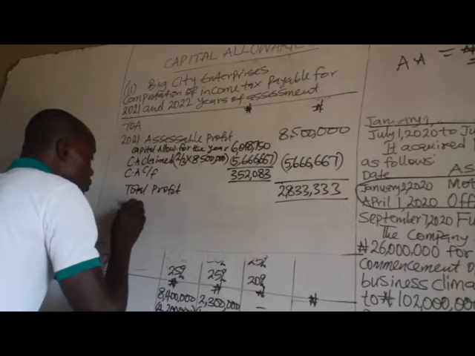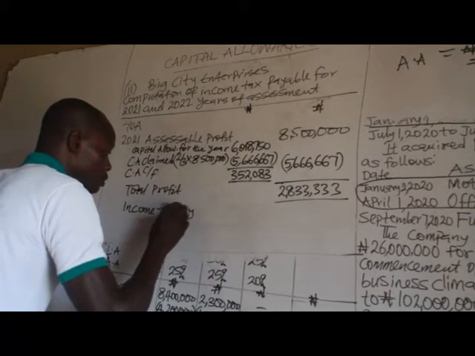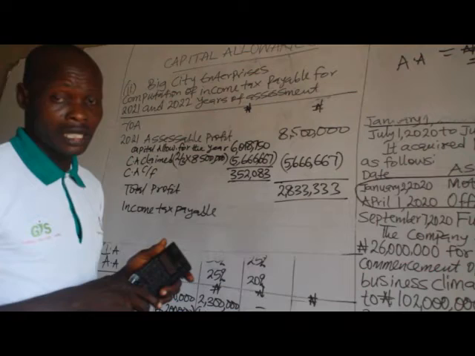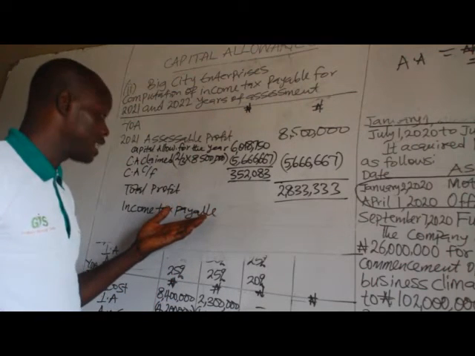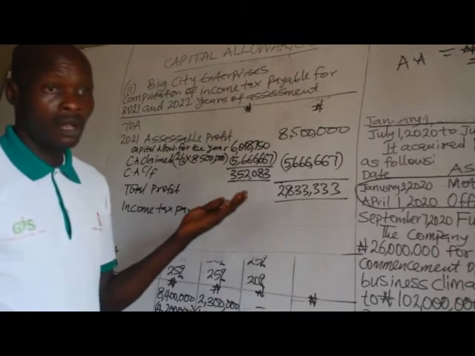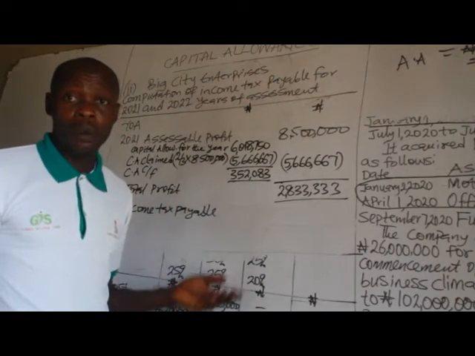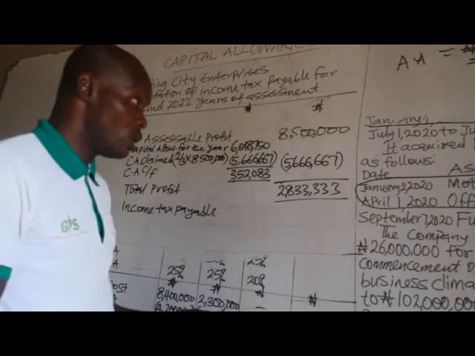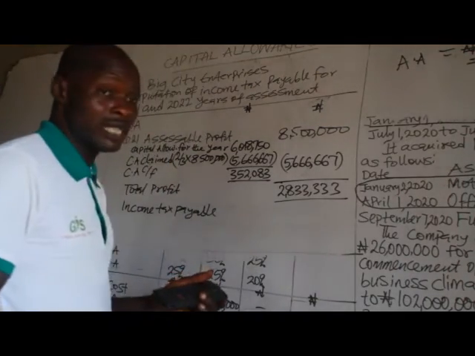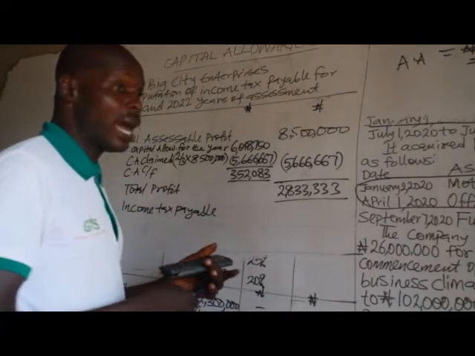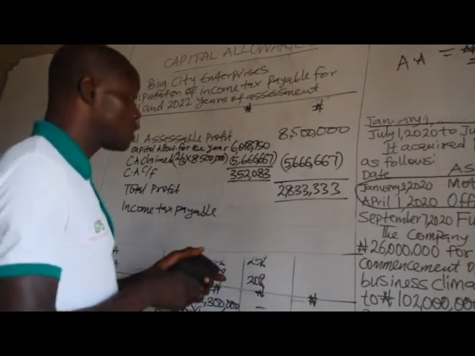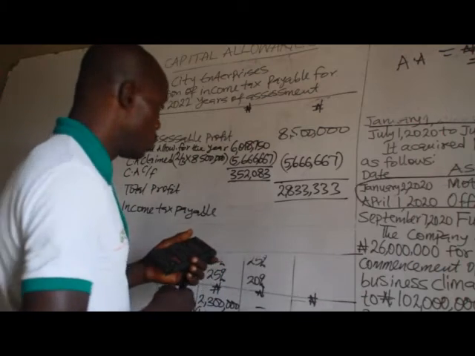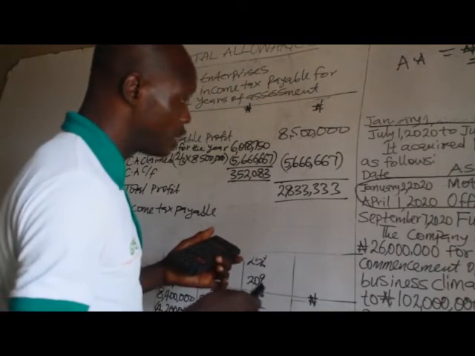So income tax payable. I've told you about the classification of companies based on the Finance Act 2019. The Finance Act 2019 categorized companies into three: small companies, medium-sized companies, and large companies. A company whose annual turnover doesn't exceed 25 million is a small company, and that will be taxable at 0%. But a company with annual turnover of greater than 25 million but less than 100 million will be taxed at the lower rate of 20%.